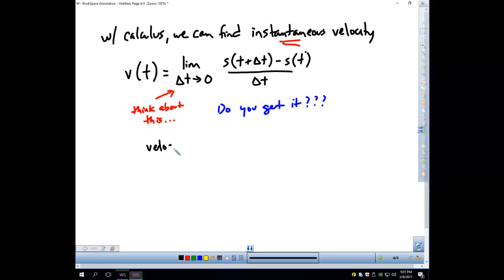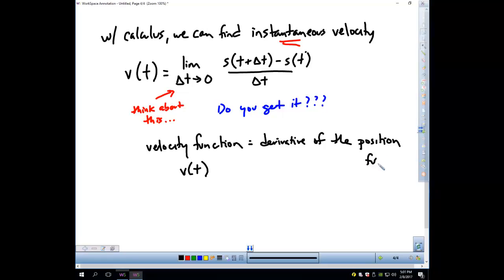So what we're really saying with this, if you understand what that limit problem looks like, is that the velocity function is the derivative of the position function, right? That formula is what we used to find the derivative in the previous section. So velocity is the first derivative of position. Gotta try to let that soak in a little bit. Maybe pause and go back and look at that if you need to.